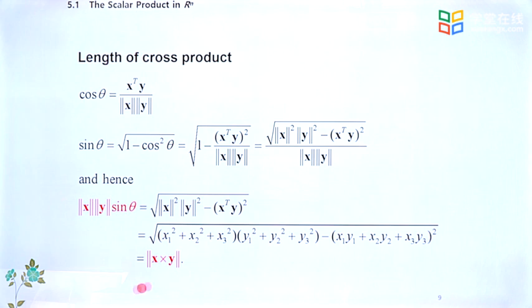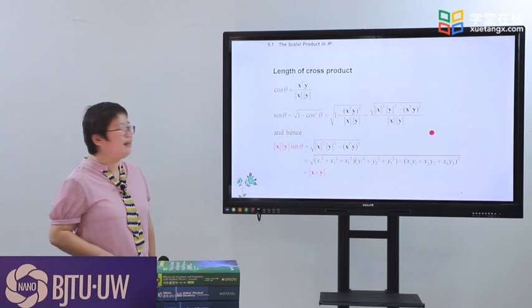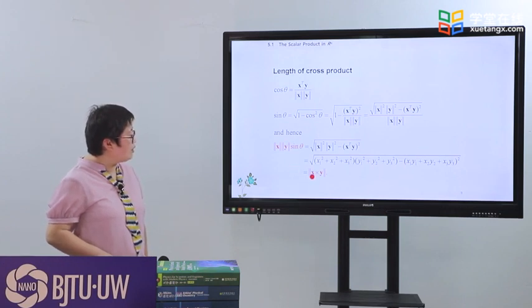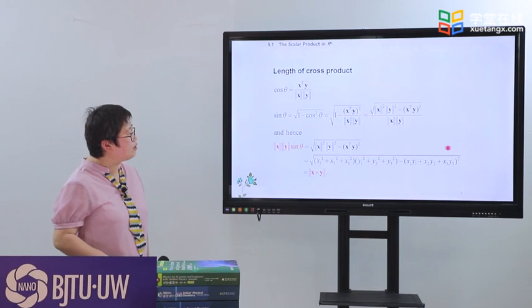So how to compute this one? It's just like you write it as a determinant, okay? In the first row, for example, you just write any letters, for example W1, W2, W3, and you write the coordinates of this vector x in the second row and the coordinates of this vector y in the third row, right?